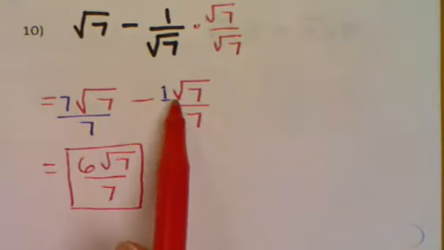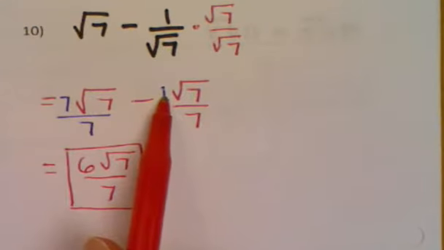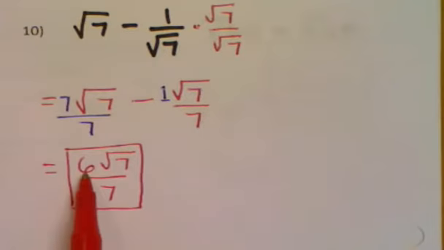And I had to subtract. I remember that there's an invisible 1 here. So I said 7 minus 1 is 6. Keep the root 7. Keep the common denominator 7.